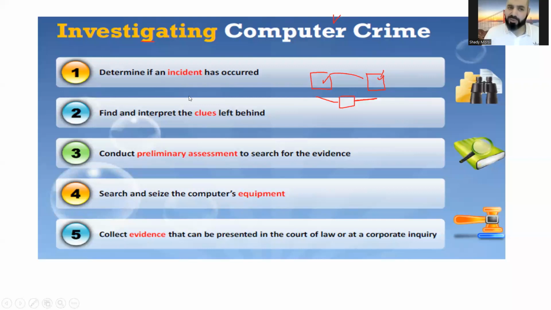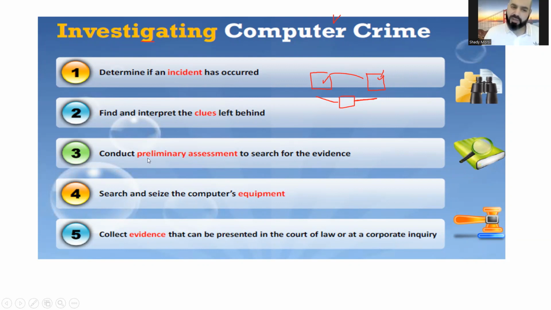Determine if an incident has occurred, find and interpret the clues left behind. So any evidence that has been left behind, you need to find it. You need to look at the systems, and you need to find any clues. Any clues means what they call artifacts, or evidence that's left on the systems.